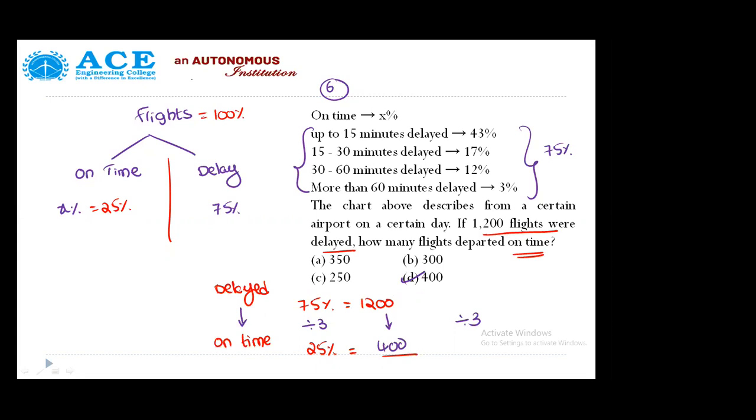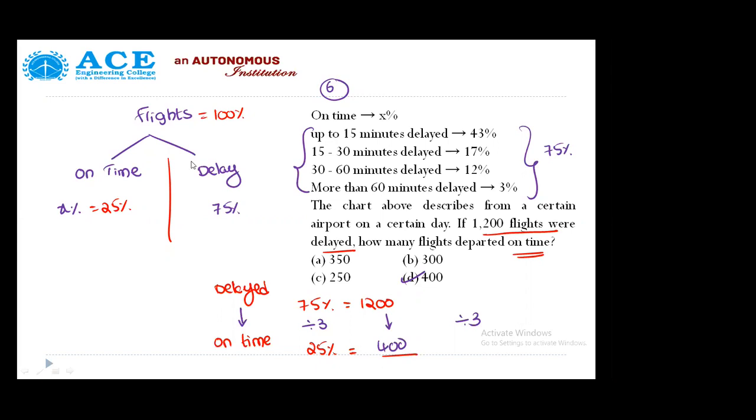Mahanta, this is the one, right? Okay, is there any other method? This is a straightforward, very simple question, right? You can take total flights as X: 75% of X is delayed, 25% of X is on time. Total flights is Y, 75% of Y is delayed, 25% of Y is on time. Like that, you can do it, Mahanta.